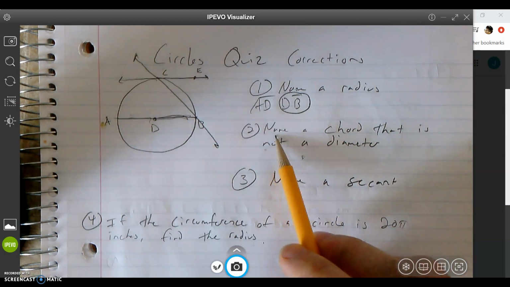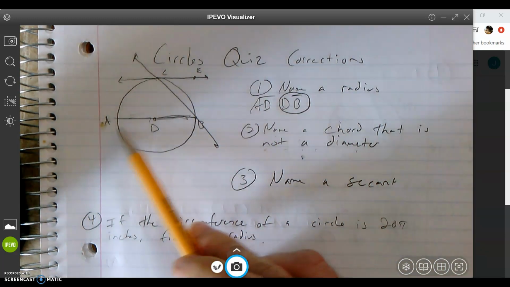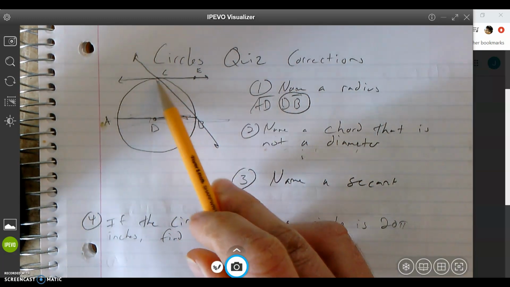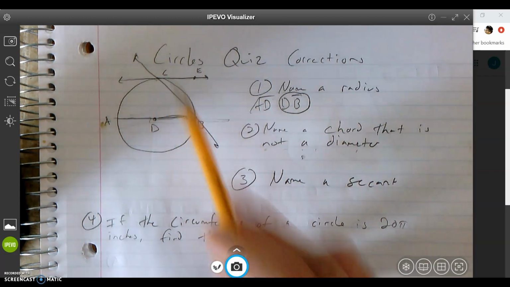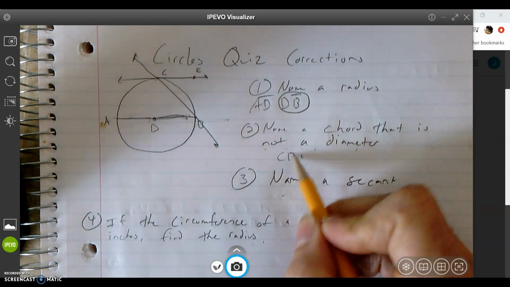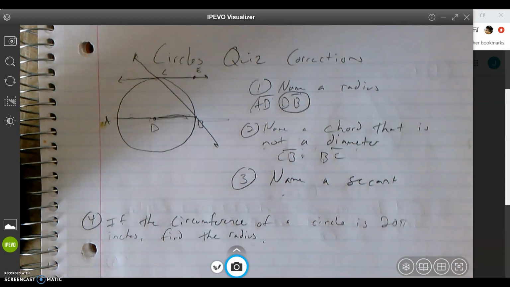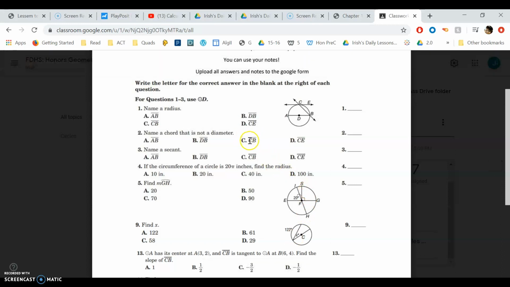Number 2, name a chord that is not a diameter. So AB is the diameter because it goes through the center. A chord touches two points of the circle and doesn't go through the center. So that would be CB or BC right there. And so looking here, CB is the answer for number 2.